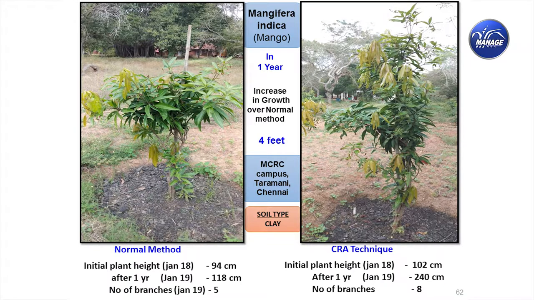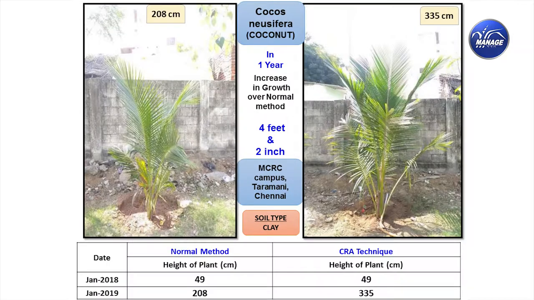to be a 4 feet difference. In coconut, 4 feet and 2 inches within a period of 1 year. And this is called white teak, kumil in Tamil, locally it's called white teak. This is also an ornamental and timber species. The difference was about 14 feet.